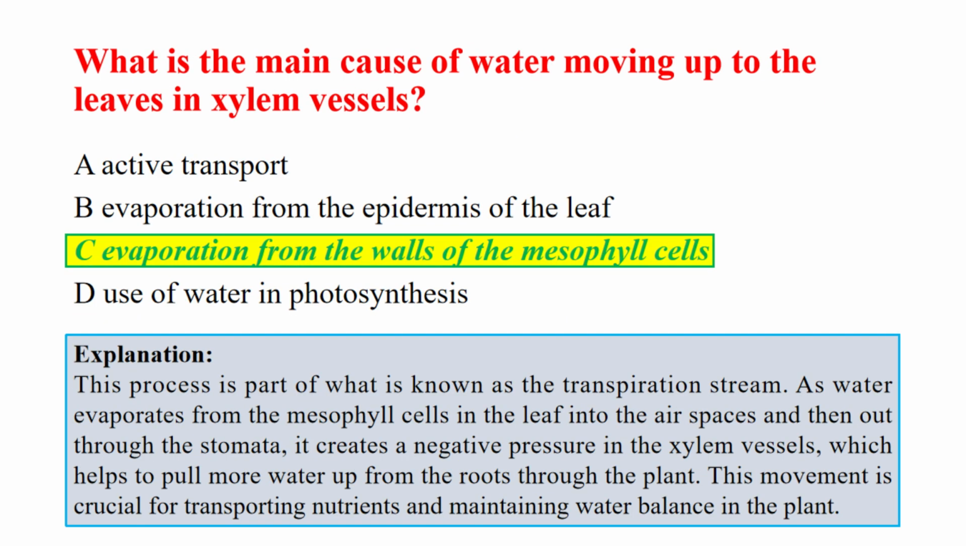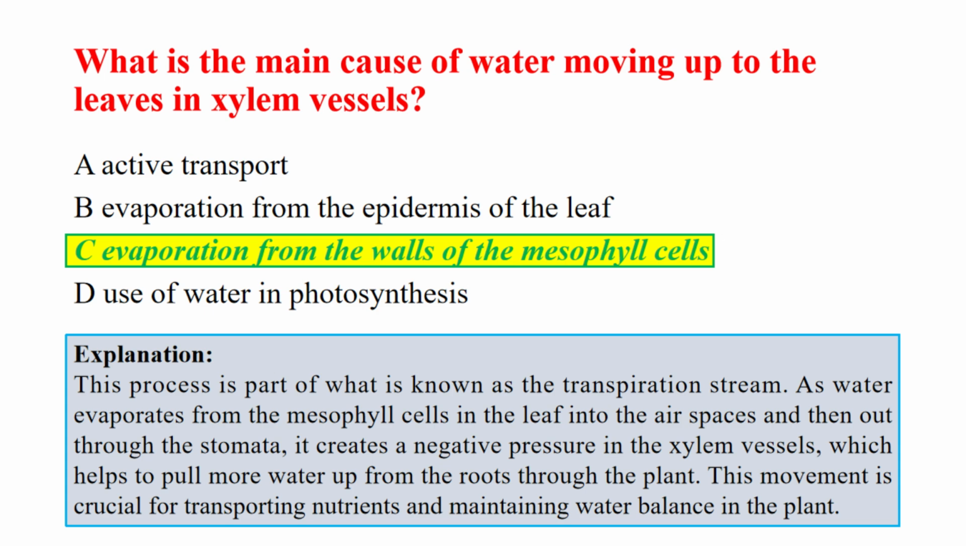The next question is: what is the main cause of water moving up to the leaves in xylem vessels? Option A, active transport. Option B, evaporation from the epidermis of the leaf. Option C, evaporation from the walls of the mesophyll cells. Option D, use of water in photosynthesis. The correct answer is Option C, evaporation from the walls of the mesophyll cells.